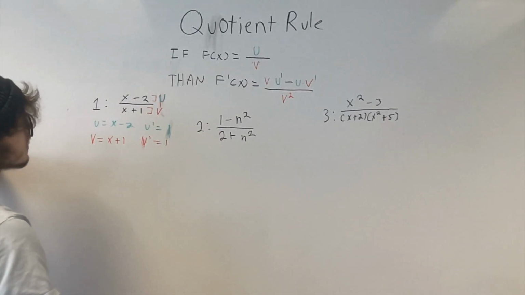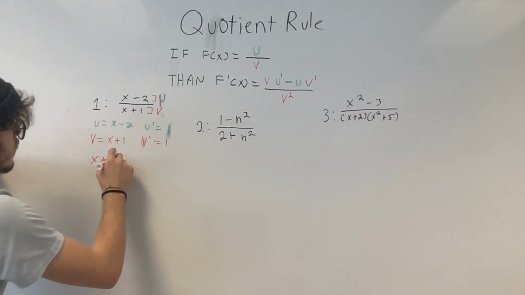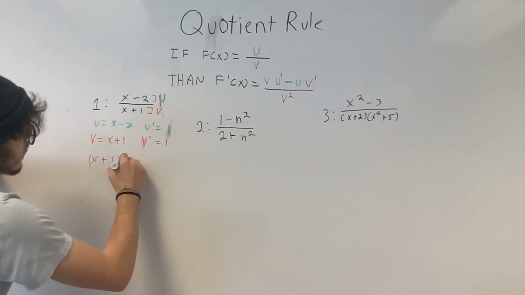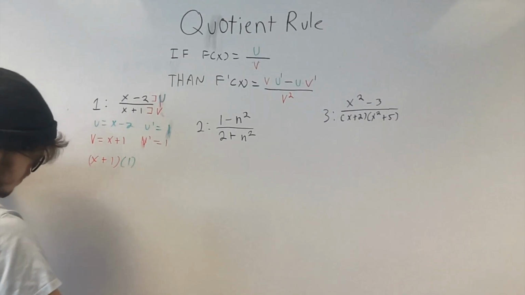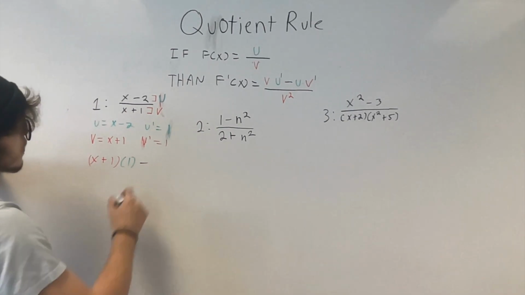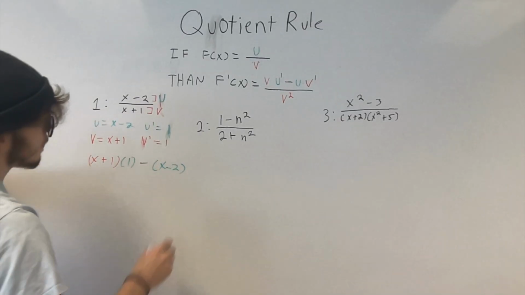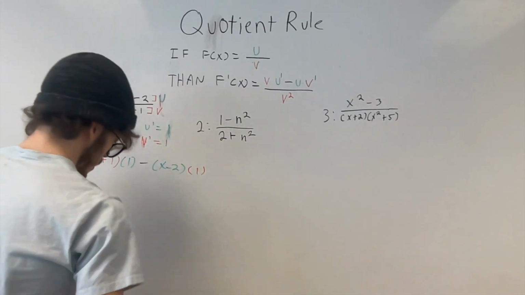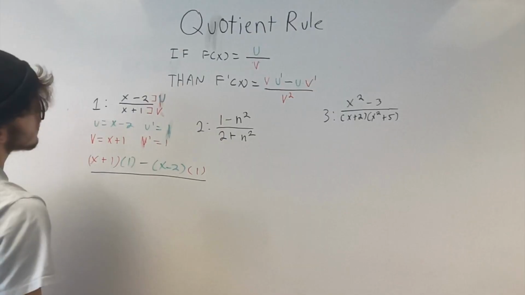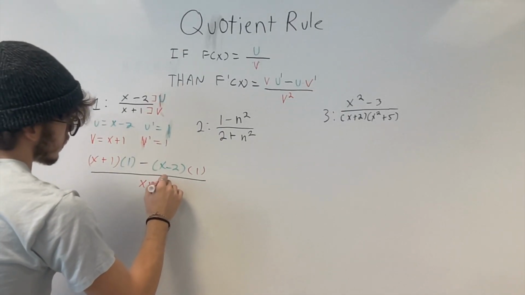Okay, now if we plug it in here to our formula, we're going to say that v, x plus 1, times 1, we're going to subtract that by u, which is x minus 2, and then by v prime, which is 1. And then we're going to put this entire thing all over v squared, which is x plus 1 squared.